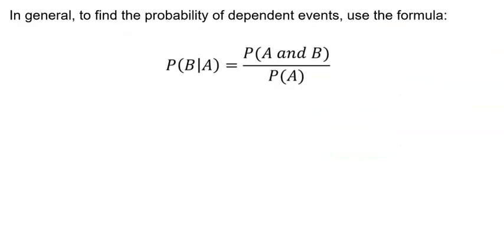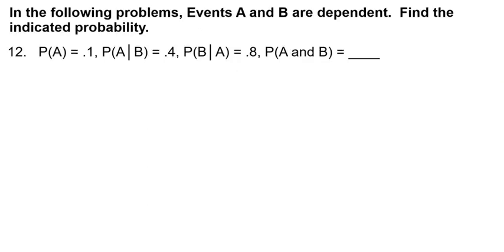Now, this is what I was telling you. This is what we call conditional probabilities. So if I tell you, let's find the probability that B happens given that A has already happened, there's my formula. All right? So that comes in when we see stuff like this. In the following problems, events A and B are dependent. Let's find the indicated probability. Let's find the probability of A and B.